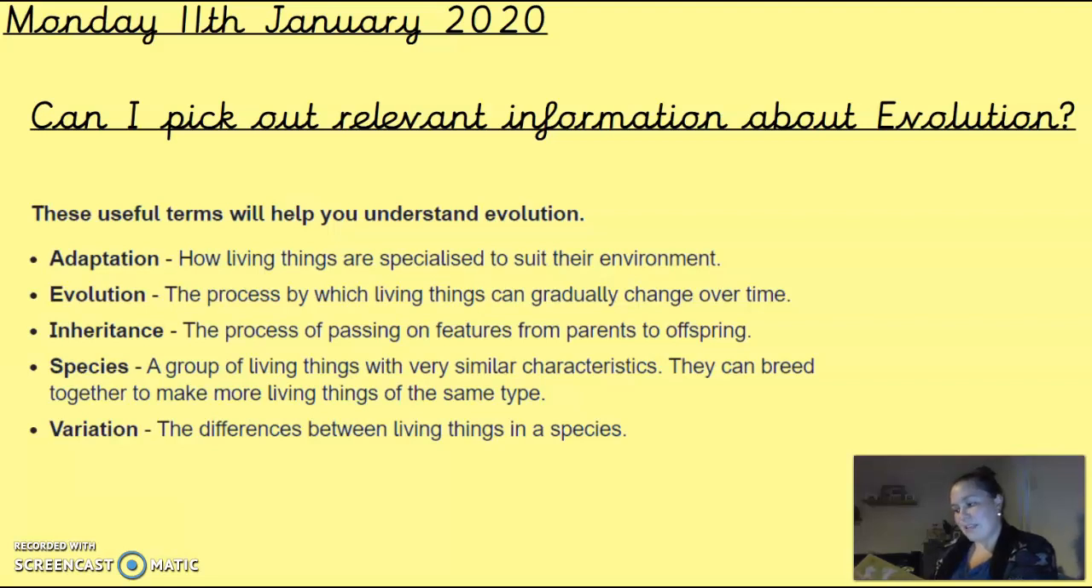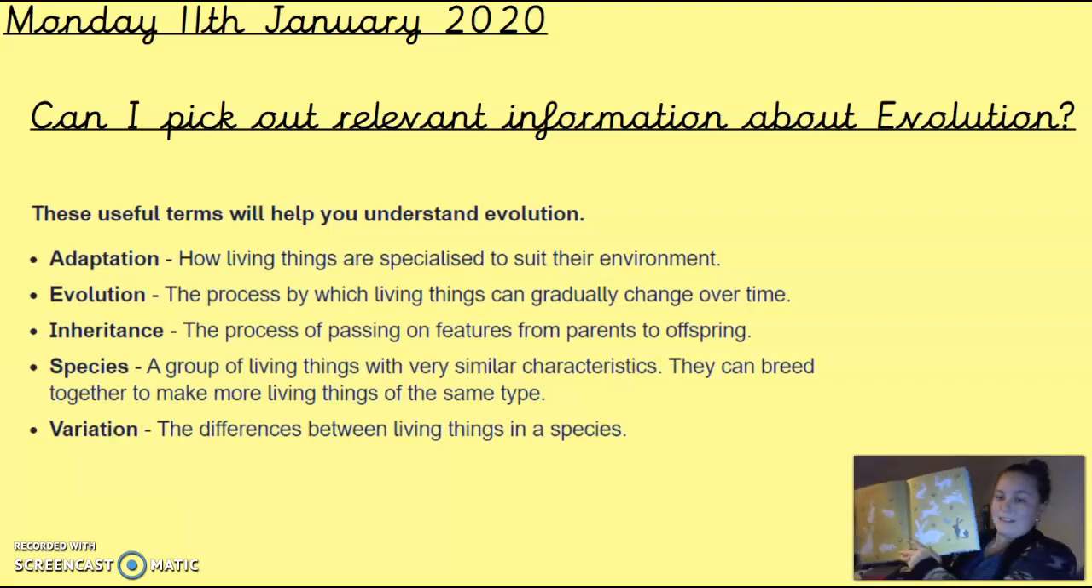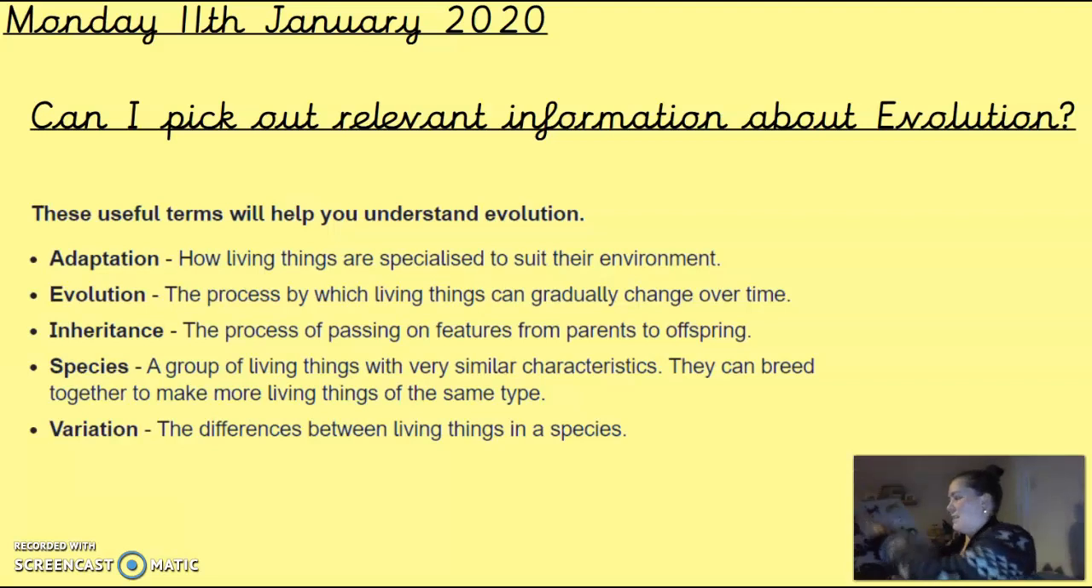But even if they belong to the same species, no two animals are exactly the same. So there's an example here, not sure how well you can see it actually, of rabbits. They all look kind of similar, but some are taller, some are shorter, some are slower, some are faster, some are different colours. And that's the variation within the species.